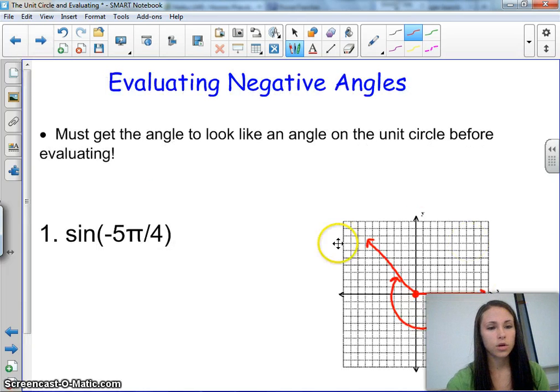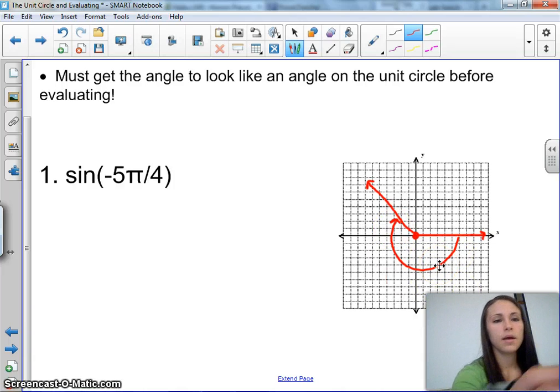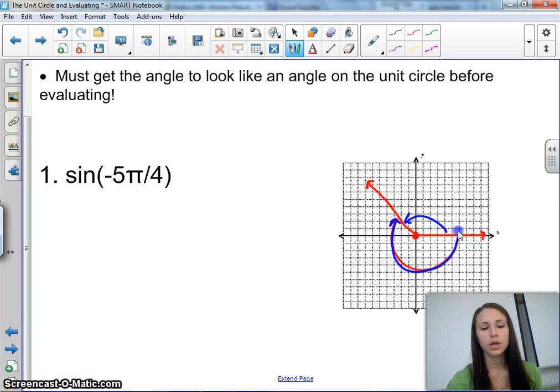Now, the next kind of angle that we're going to look at are negative angles. And so to evaluate a negative angle, you've got to get the angle that's in here to look like an angle on the unit circle. So if you have negative 5 pi over 4, that's not on the unit circle. And so we need to find a way to make this an angle on the unit circle. I took this over here to graph it so you can kind of see what you need to do. This is a negative angle, so I went down and around this way. All I really have to do is find this angle right here that's a positive angle.